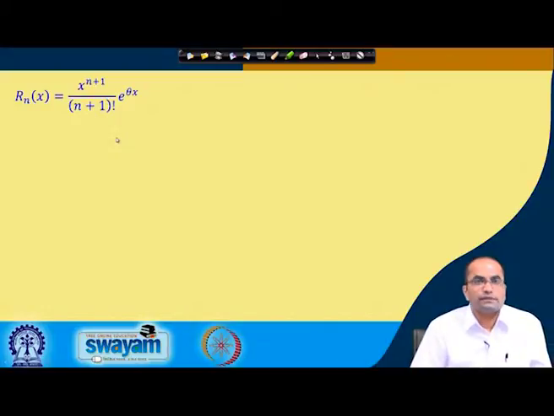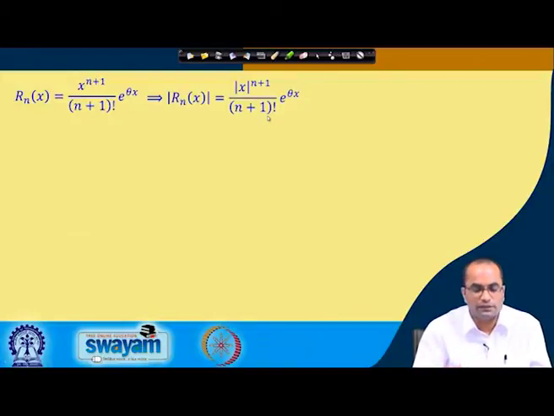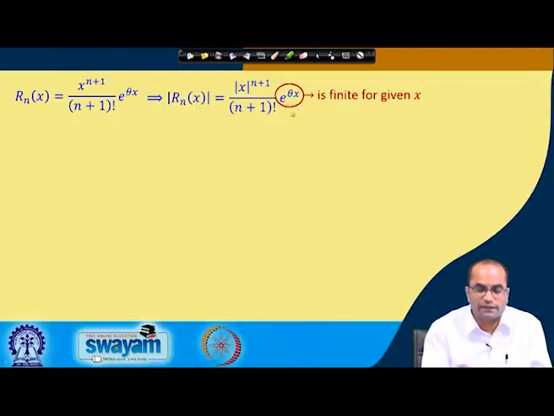So, this is the remainder term R_n(x), x to the power n plus 1 divided by factorial n plus 1, times the exponential e to the power theta x. If we take the absolute value of this remainder term, x to the power n plus 1 over n plus 1 factorial times e to the power theta x, then we notice that e to the power theta x, for whatever given x, will be a finite quantity. So, this will not disturb because there is no n term here. So, we can now focus on this term: what will happen when n goes to infinity.